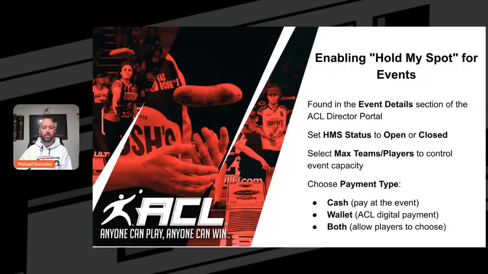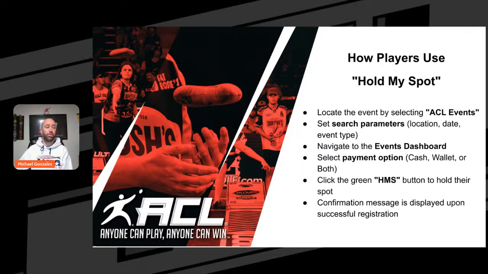Jump back over to this one, and we will move over to how players use Hold My Spot. Okay. So players in the player app are going to locate the event by selecting ACL Events, which is in the top left box of their player app. If needed, they will select some search parameters. If it's on their phone, it will auto locate to where they're at. If they're on a web browser or they want to make a selection further away from where they're at, they can set some parameters for the search, whether that's location, date, or event type.